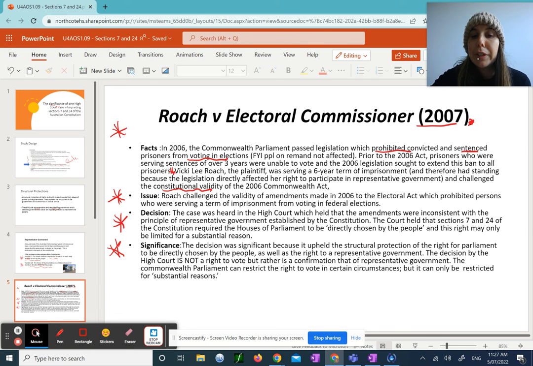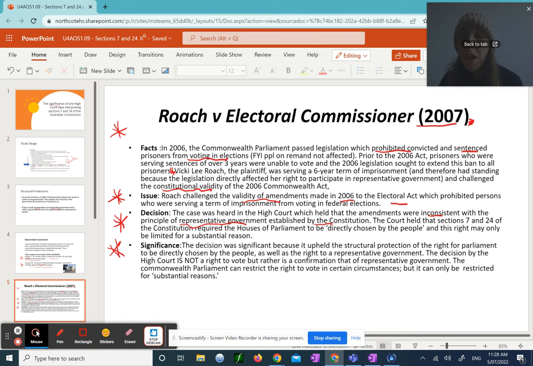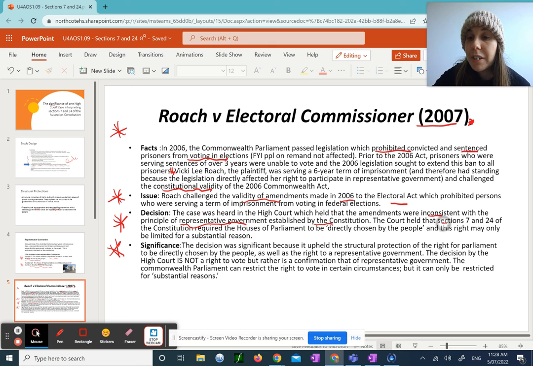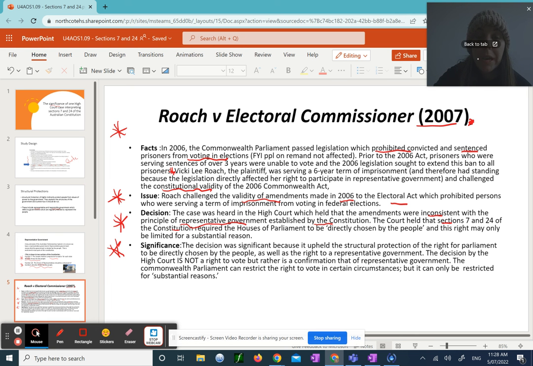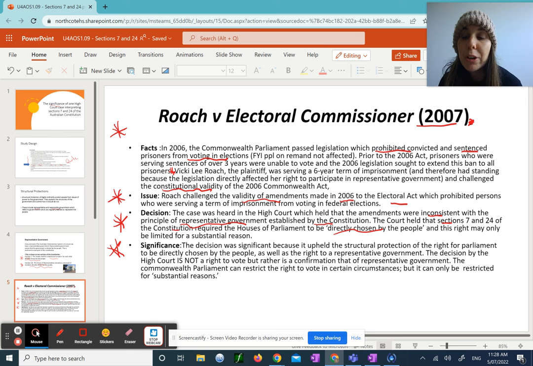So what was the issue? Well, Roach challenged the validity of the amendments made in 2006 to the Electoral Act, which prohibited people who were serving a term of imprisonment from voting in elections. What did the High Court decide? Well, after listening to her case, the High Court held that the amendments were actually inconsistent with the idea of representative government, which was established in the Constitution by these two sections. The court held that Section 7 and 24 of the Constitution did require the Houses of Parliament to be directly chosen by the people, and that this right could be limited only for substantial reasons.